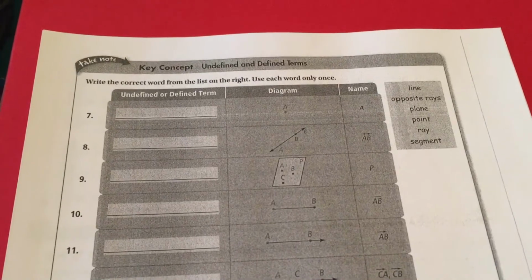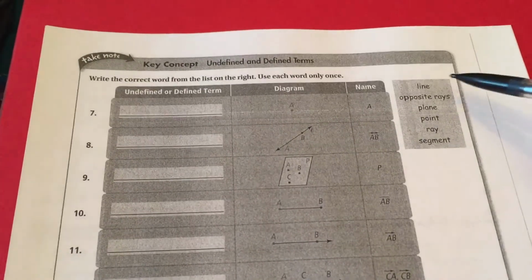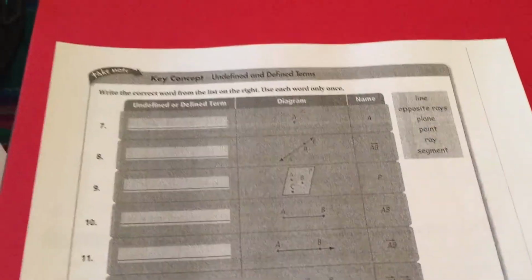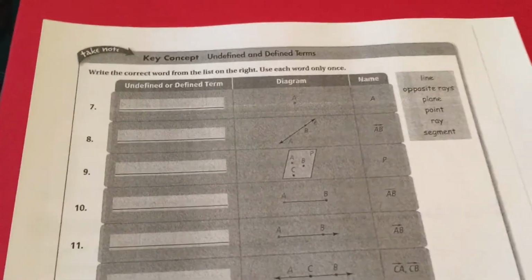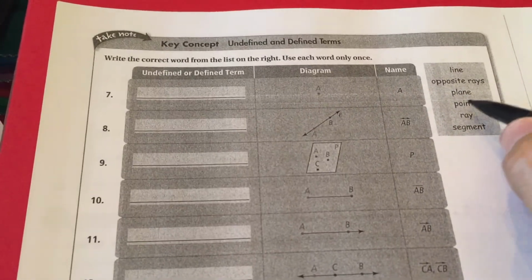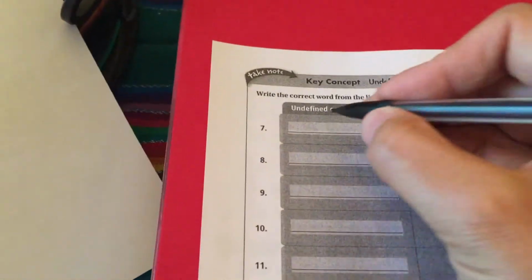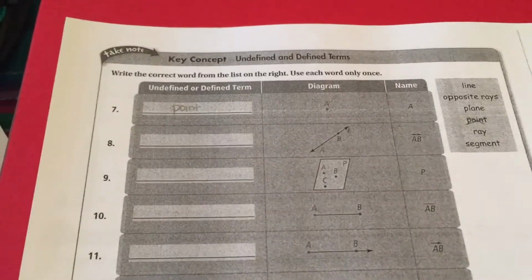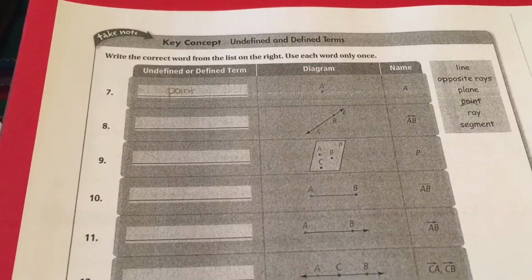So the first item we have here says that we're supposed to pick a vocabulary term on the right that goes with what they show. So hopefully you recognize the very first item as a point. So I'm going to put the word point over here. And you'll see that a point can be labeled with a dot. It's represented by a dot.